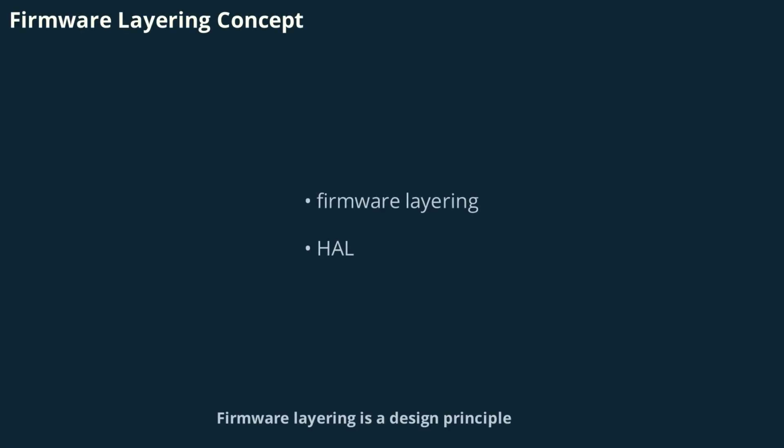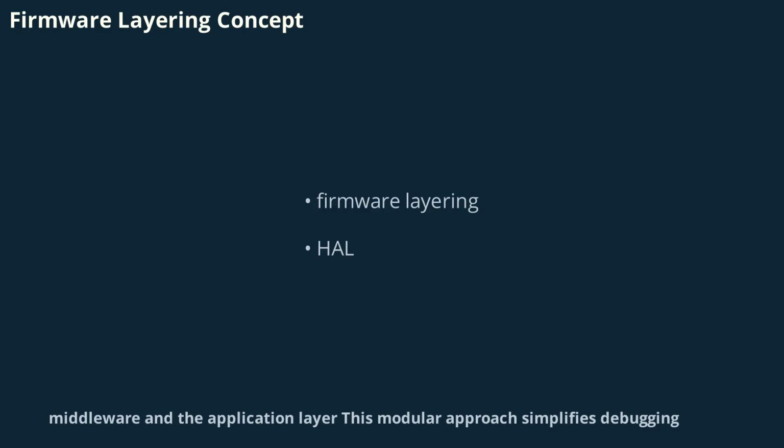Firmware layering is a design principle that separates hardware-specific code from application logic. The hardware abstraction layer, HAL, provides a standardized interface, enabling code portability and maintainability. Above HAL are device drivers, middleware, and the application layer. This modular approach simplifies debugging, accelerates development, and ensures your firmware can adapt to different hardware platforms with minimal changes.